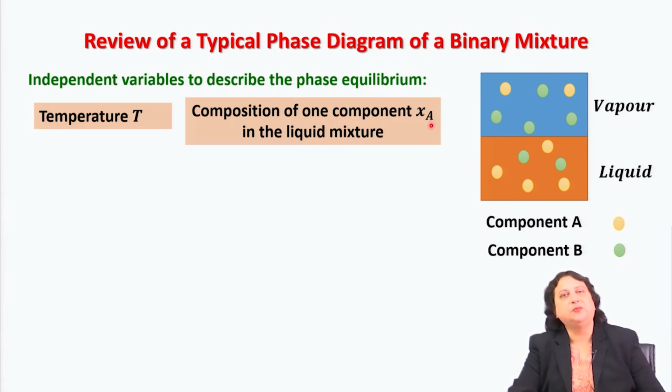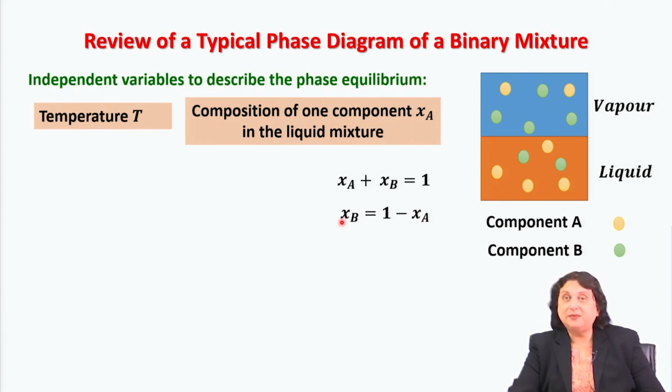So, here let me choose the component A. So, X A is the mole fraction of the component A in the liquid phase. You can very easily say that, well, do I not need to specify what X B is? The answer is no, and that is because X A plus X B by definition is equal to 1, and therefore, X B is equal to 1 minus X A. Therefore, if you define what X A is for your liquid mixture, then automatically X B is fixed.